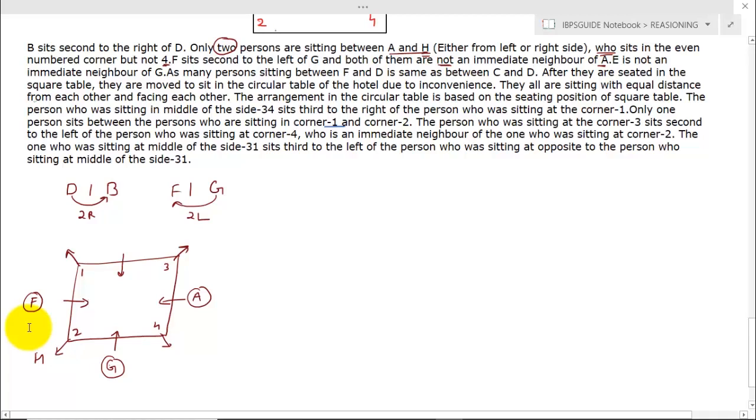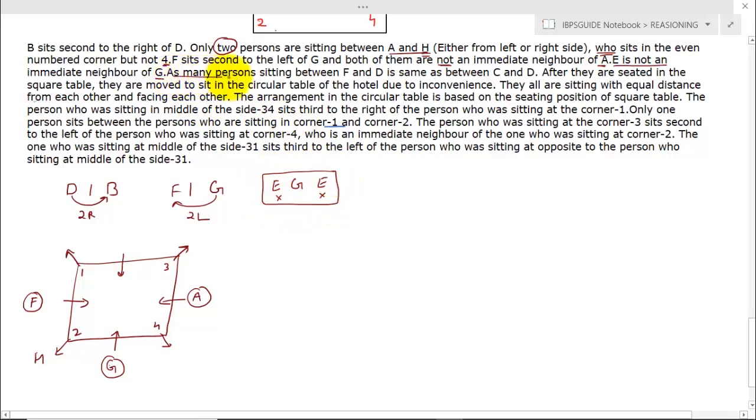Clear? No doubt. Now further, this line, that as many percent, is a very confusing line, and in upcoming exams this line is very famous. First of all, he is saying that E is not an immediate neighbor of G. So suppose G is here, then E cannot be at this position, E cannot be at this position, meaning E is not an immediate neighbor of G.